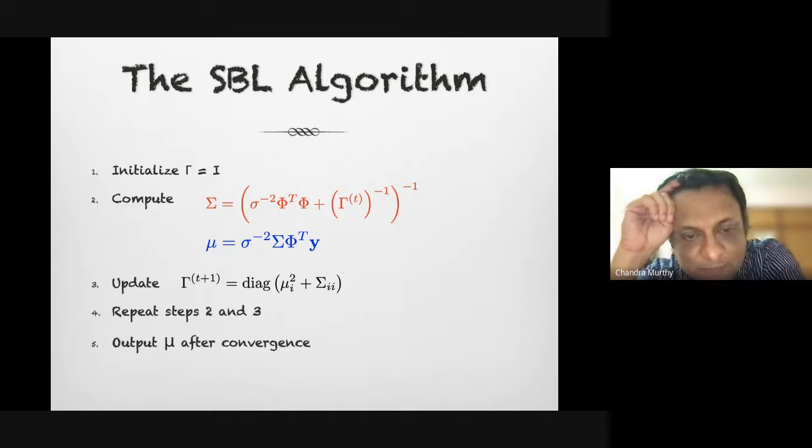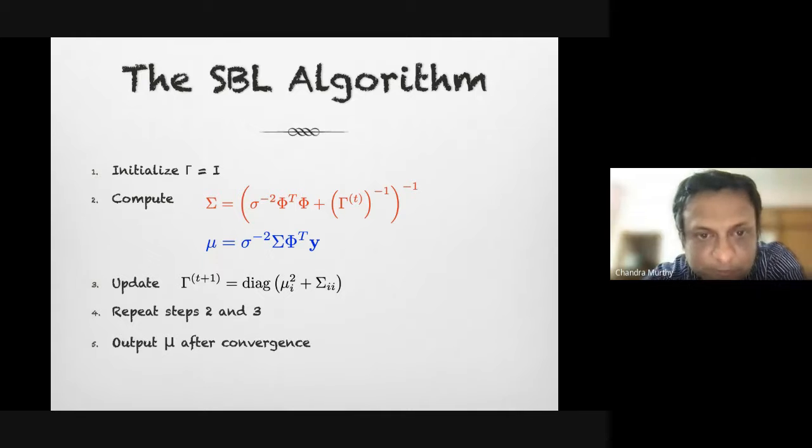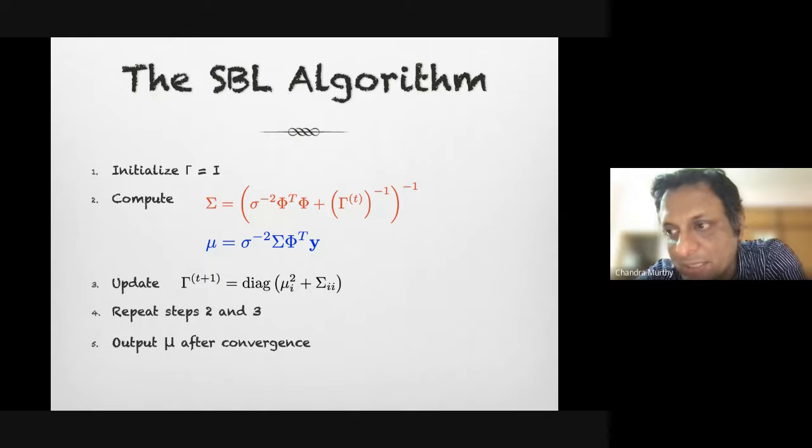And once, say, the mu converges to something, you output that mu as your estimate of the sparse vector. So even though we went through a lot of math to arrive at the algorithm, you notice that the algorithm itself is actually quite simple. It just requires 2 steps to be iterated one after the other.